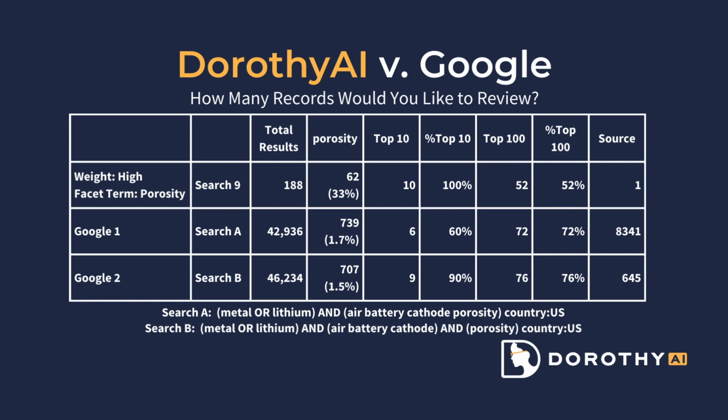When we look at the DorothyAI search, we see that that source document appears number one in every single search that we did. In contrast, if we're looking for that result using Google, we're going to have to search through many, many records. So in the first search, it comes in at 8,300. The second did a little bit better at 645. Question is, how much time and effort do you want to put into finding results that are important to you?